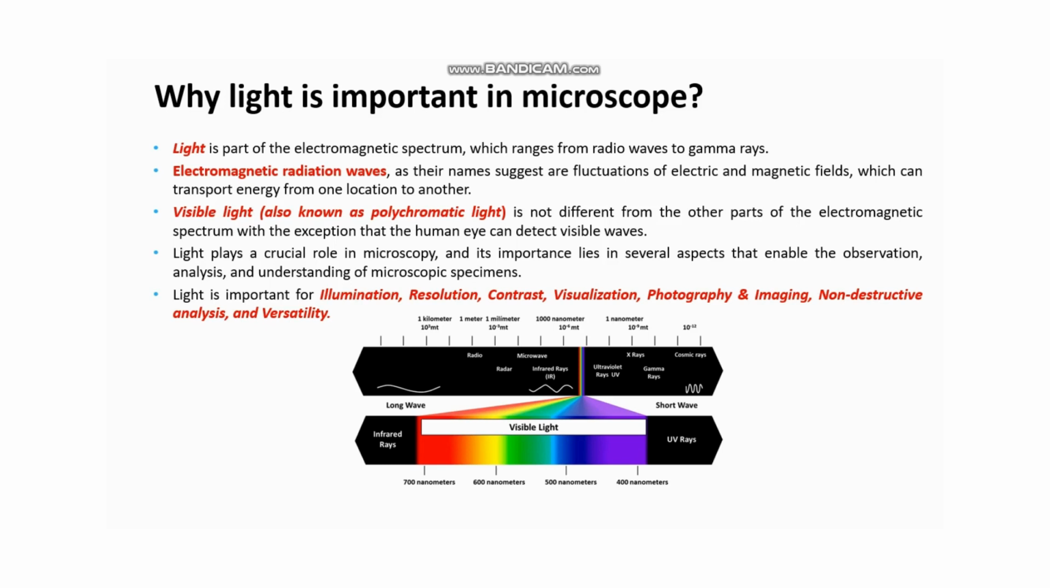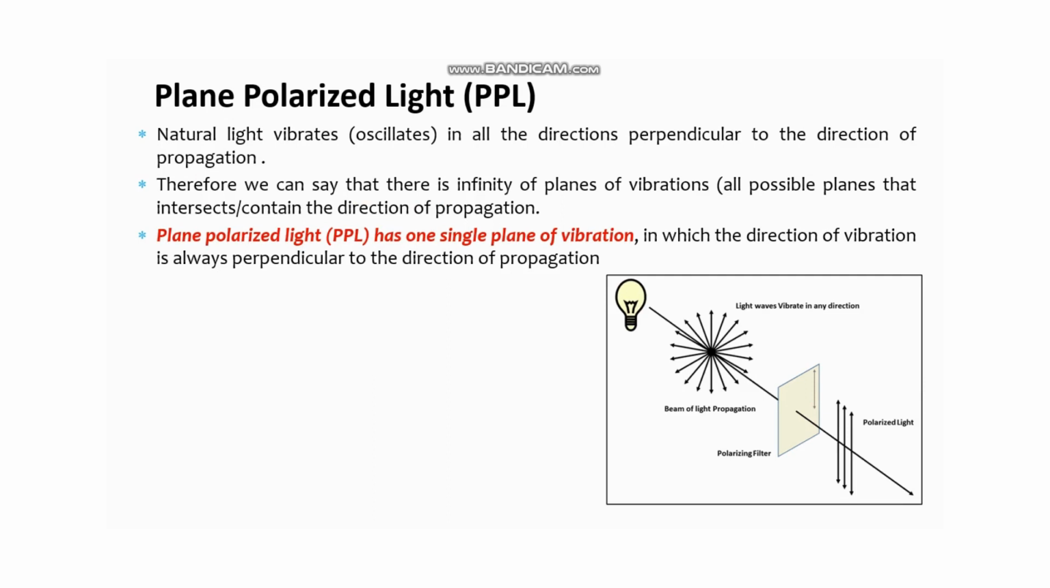For resolution, light is fundamental for achieving high resolution in microscopes. That one is a fact. For contrast, light can be manipulated to enhance contrast in microscopy, making it easier to distinguish features and structures within a specimen. Now, the most important part is illumination. Light serves as the source of illumination in microscopes, allowing specimens to be visualized by providing the necessary brightness for observation.